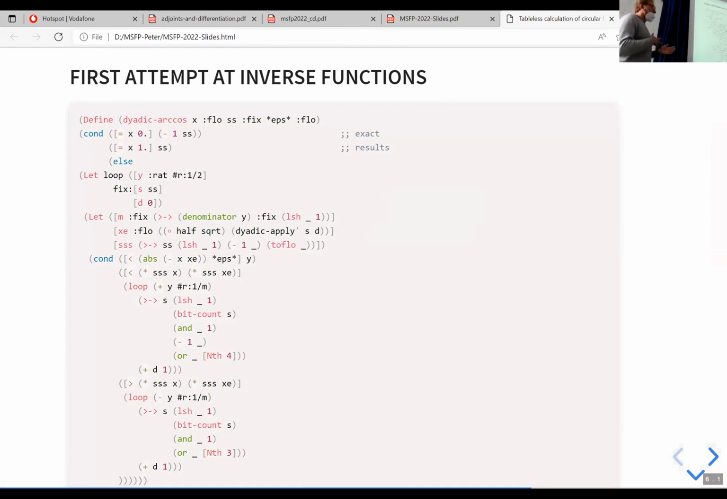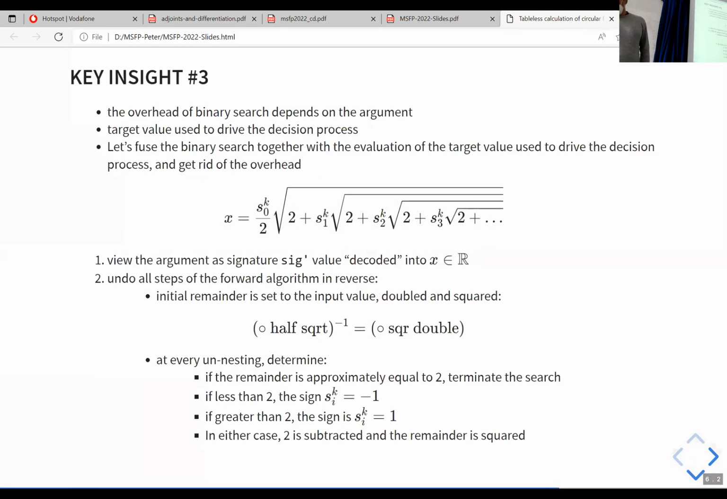So depending on whether it's less than target value or greater, we add signs here to the sign sequence that I explained before, and we add to this rational that will be the result of this function. But this is not very efficient, of course, so I had to do something there. I went back to the basics, to this continuous radical. And from this one, you can actually immediately see how to invert it.